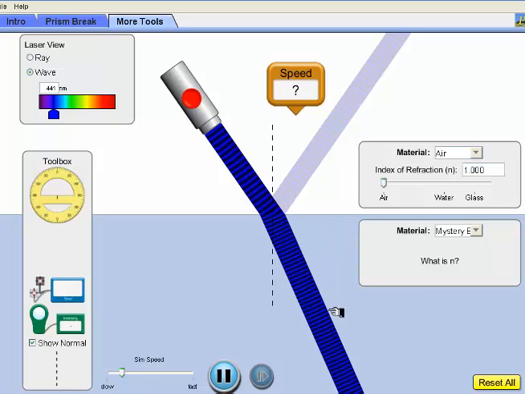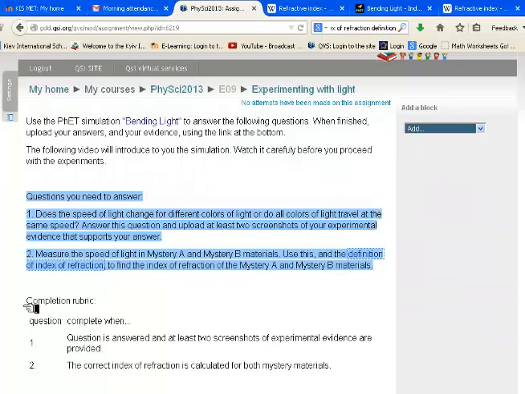If you have any further questions about how to use the simulation or what to do to complete this assignment, by the way, there's a little completion rubric that tells you what needs to be in your answers in order to be marked as complete for this assignment to demonstrate mastery. But if you have any further questions, please email me or Skype me. And in here, the video will be placed, so you'll be able to find this video. I haven't uploaded it, but it says in here that the following video will introduce you to the simulation. So here is where you will find the embedded video.